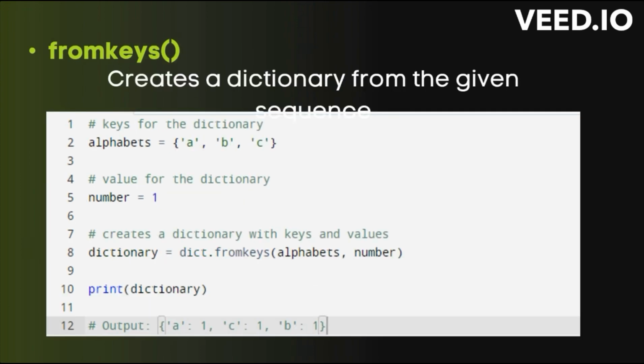Next, fromkeys. It creates a dictionary from the given sequence. The Python dictionary fromkeys function returns a dictionary with keys mapped to a specific value. It creates a new dictionary from the given sequence with a specific value.